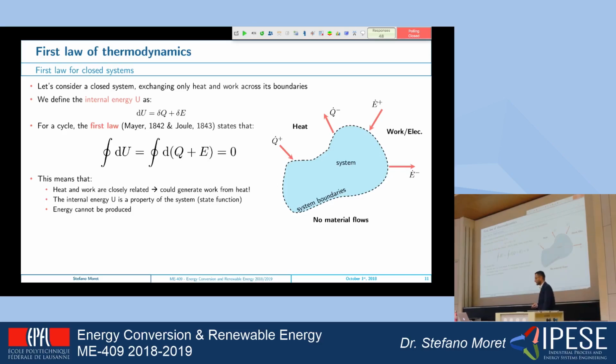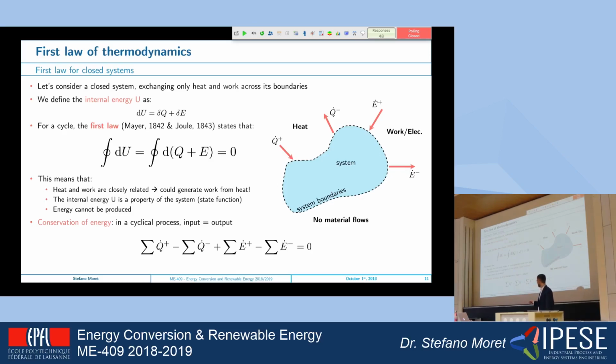It also tells us that the internal energy U that we define up above there is a property of the system, so it is a state function. It depends only on the initial state and the final state. And it tells us that energy cannot be produced. So what you will use various times during the course is the final relation here. The first principle tells us that in a cyclical process, energy is conserved.